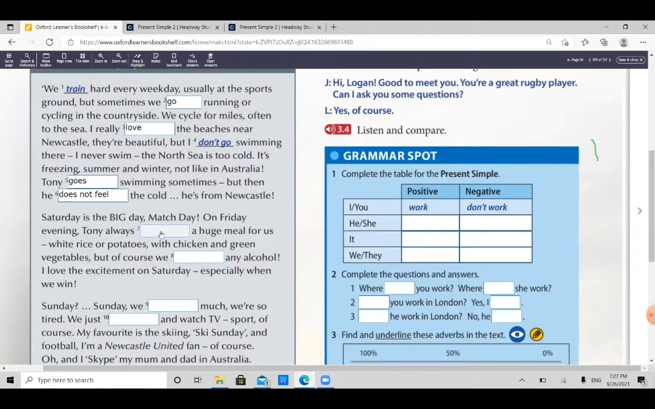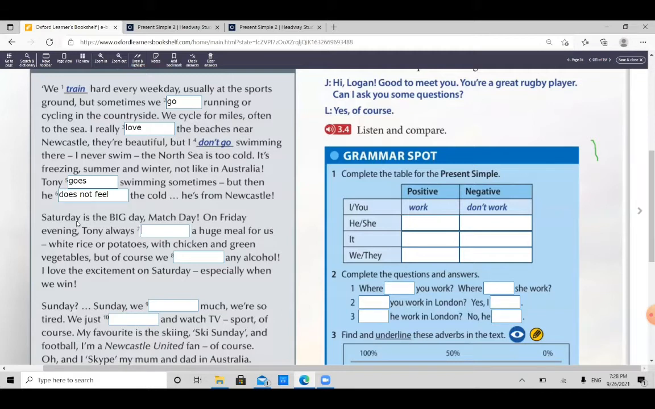Okay, fine. The next passage, Wijdan. Saturday is the big day, match day. On Friday evening Tony always cooks a hot meal for us, with white rice or potatoes with chicken and green vegetables. Okay, thank you, Wijdan.